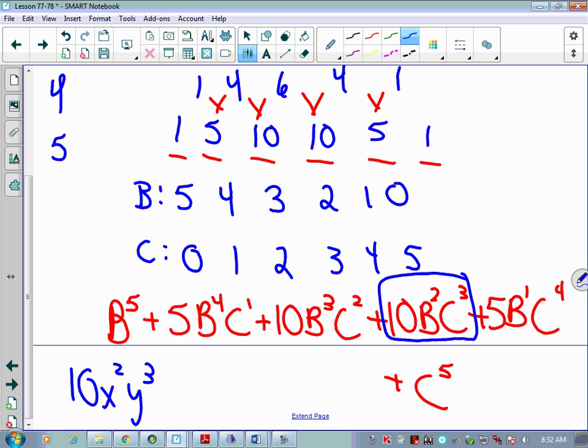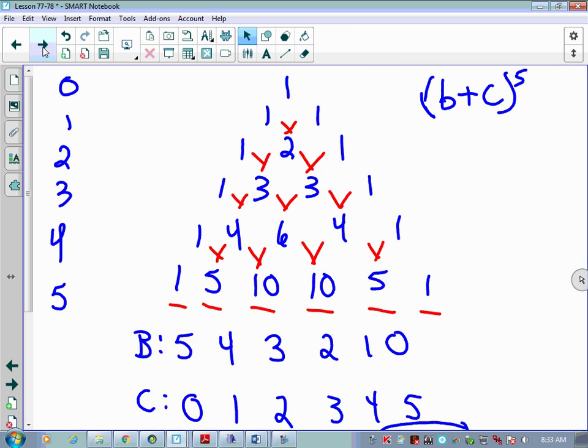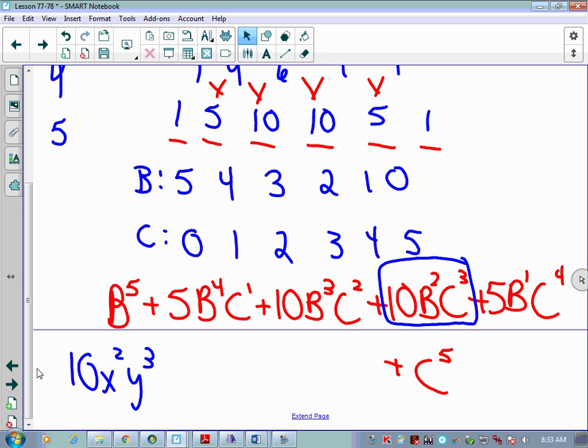Now, the only thing they do different on their answer is they put it as 10 y cubed x squared, because they want to put their variable with the highest exponent first. I would accept that as your answer, because multiplication is commutative, I can move things around. It's not going to change the values. So do we feel like we got a handle on binomial expansion?